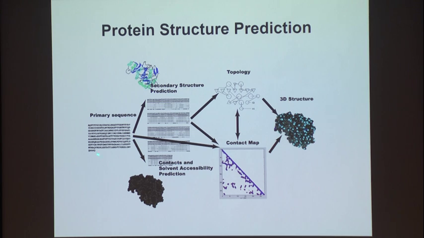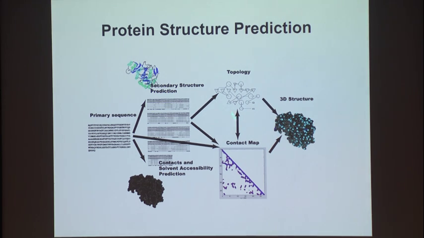We start from the sequence. We predict a number of features along the sequence, such as secondary structure, whether a given amino acid is an alpha helix, a beta strand, or a coil. You can predict relative solvent accessibility, whether a given amino acid is on the surface of the protein or in the core, etc. So that's what you get in the first stage.